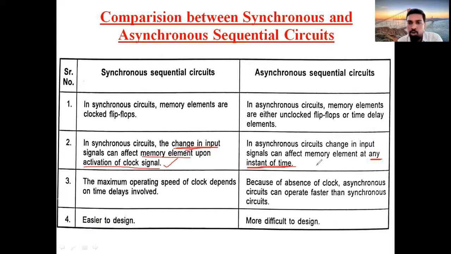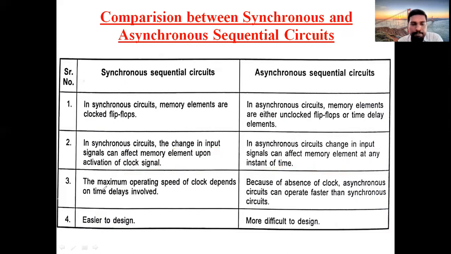Suppose we have two memory elements, memory element 1 and memory element 2. They start their operation separately, and one doesn't depend on the other. Each carries out its own operation, and they don't depend on each other's outputs. But here, all the memory elements are linked with a common clock pulse. That's why, depending on the activation of the common clock signal, all the memory elements will start working simultaneously.